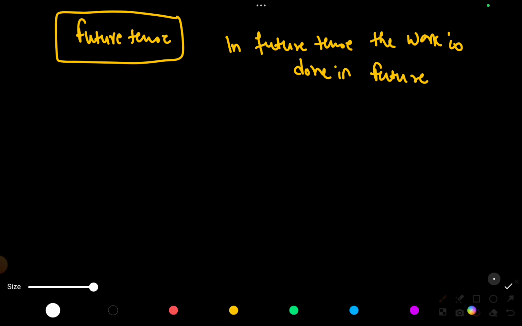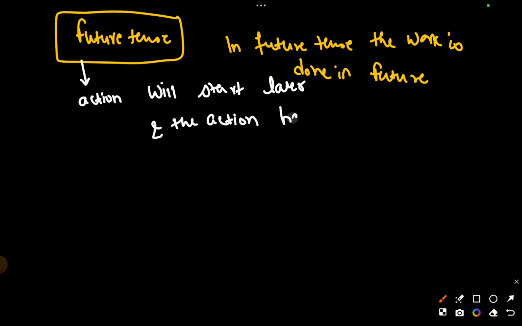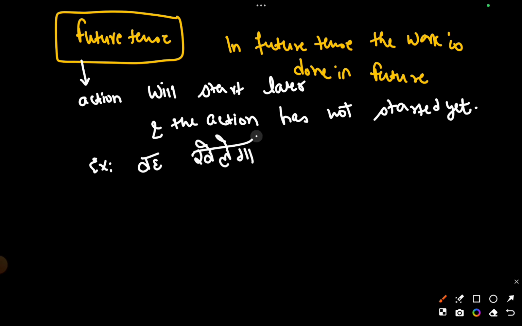Okay. In this, the action will start later, and the action has not started yet. For example, वह खेलेगा. He will play. In this, you can see a person will start to play, but he has not yet started. We are telling that the action will be done, but it has not yet started.